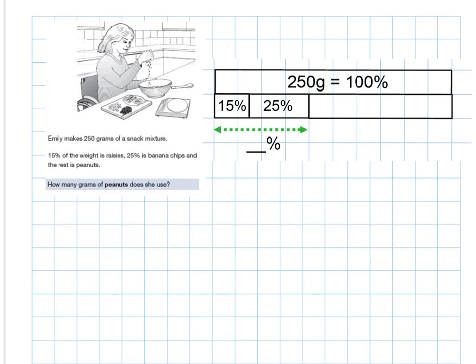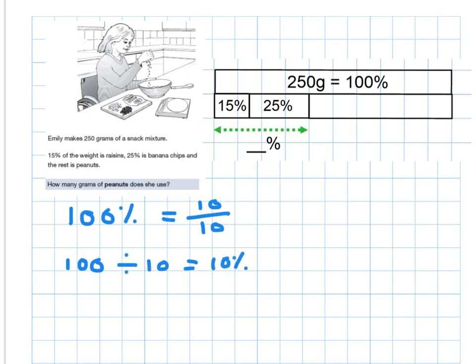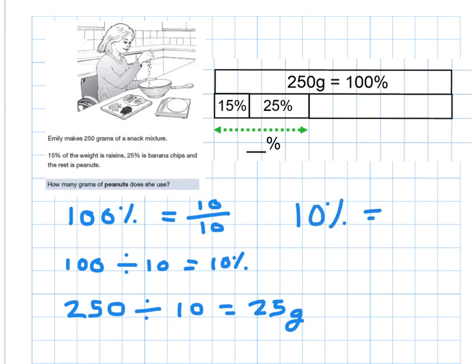we can see that 250 grams is 100% of the mixture. And we should know from earlier videos, 100% is 10 tenths. So if I divide my 100% into 10 pieces, I will get 10%. So if I divide my snack mixture by 10, I will get 25 grams. So 10% of my snack mixture weighs 25 grams.